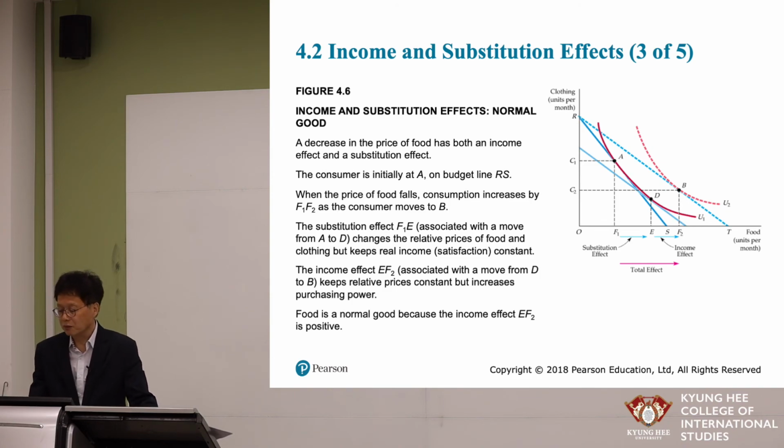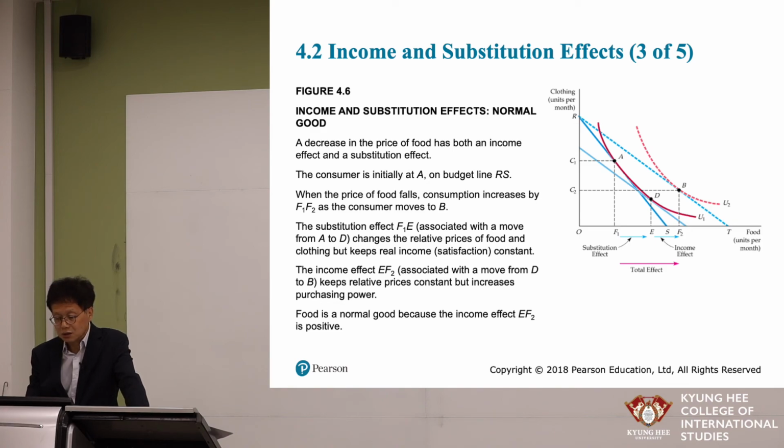Consumers have to solve the utility maximization problem again because the budget constraint changes, right? So based on this new budget constraint, you solve the utility maximization problem again. Then the optimal solution occurs at point B, where consumption of food is F2 and optimal consumption of clothing is C2. So the total effect is the movement A to B. Okay? This total effect is composed of two things, substitution effect and income effect.